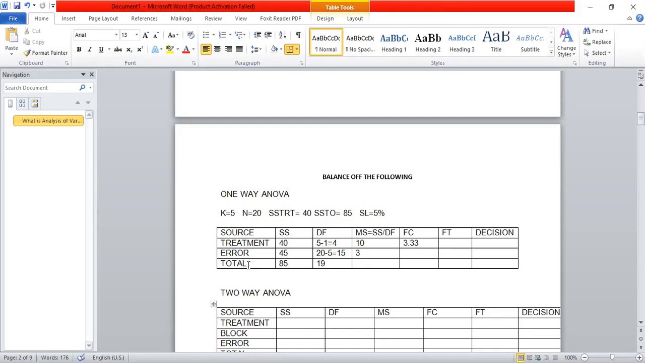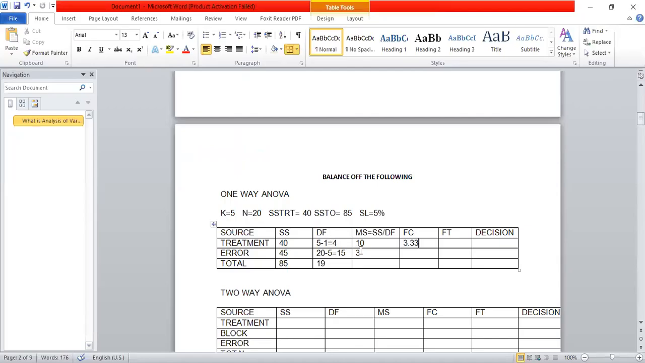The reading is in such a way that from this angle, we get the degree of freedom for the error. From this angle, we get the degree of freedom for the treatment. So the degree of freedom for the error was what? It was 15. The degree of freedom for the treatment was what? 4. So we're reading under 4, 15. From the error, we check 15. From the treatment, we check 4.